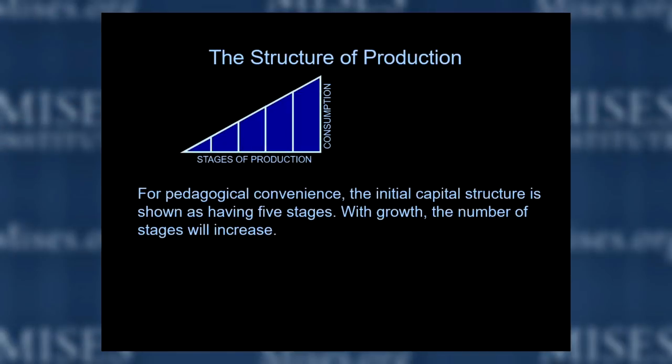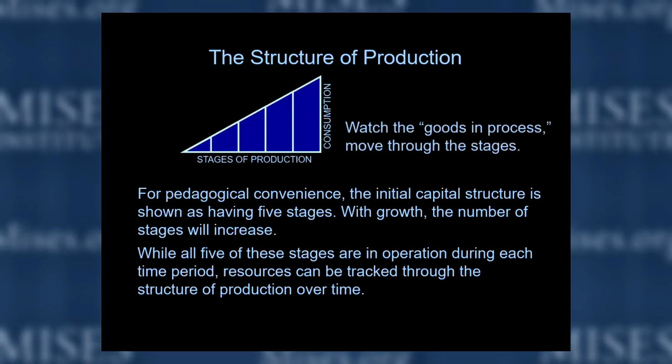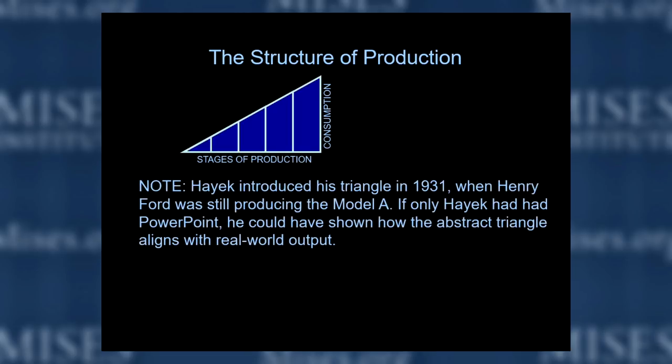For pedagogical convenience, the initial capital structure is shown as having five stages. With growth, the number of stages will increase. Well, okay. So while all five of these stages are in operation during each period, resources can be tracked through the structure of production over time. And let's see, let's watch that. Watch the goods in process. There it is.